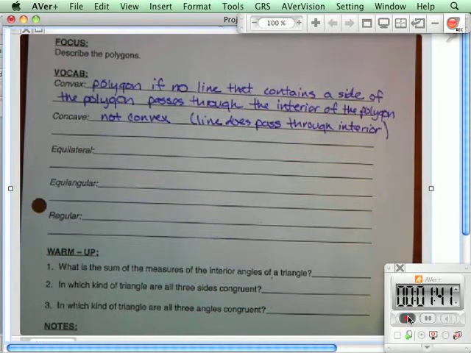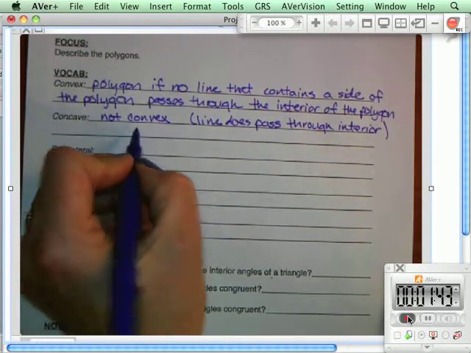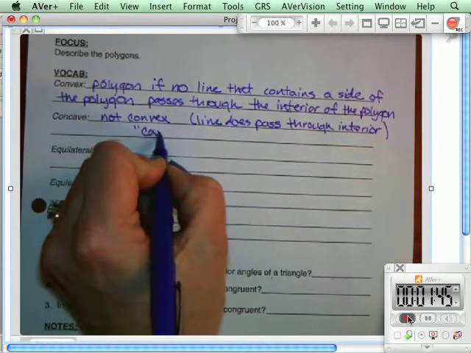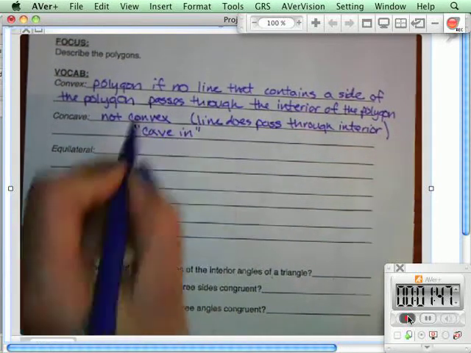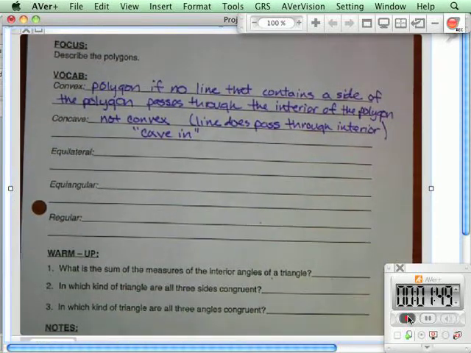I always remember it as cave in. Kind of helps me remember which is which, concave and convex. Cave in. That makes 0 sense. Just wait. Be patient. Trust me.